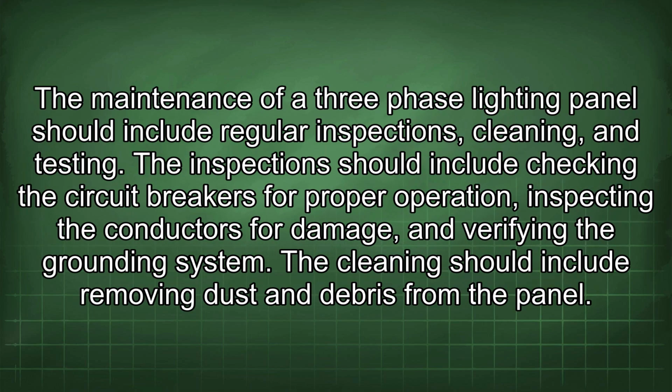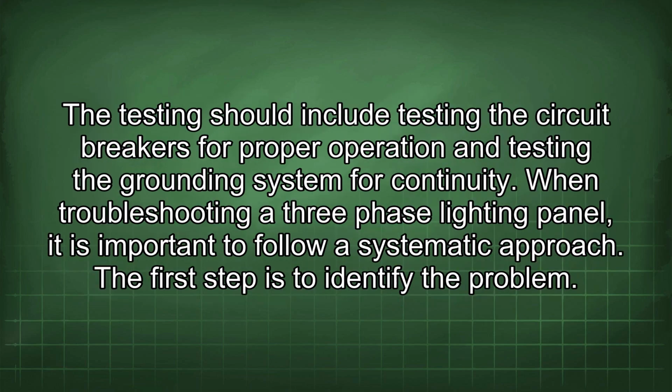The maintenance of a three-phase lighting panel should include regular inspections, cleaning, and testing. The inspection should include checking the circuit breakers for proper operation, inspecting the conductors for damage, and verifying the grounding system. The cleaning should include removing dust and debris from the panel. The testing should include testing the circuit breakers for proper operation and testing the grounding system for continuity.